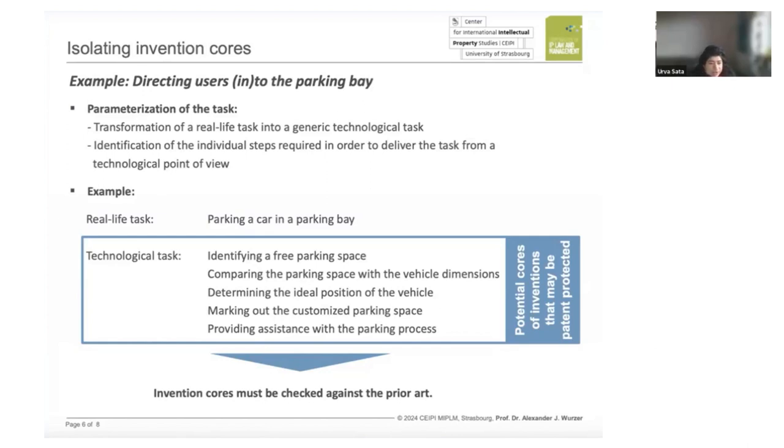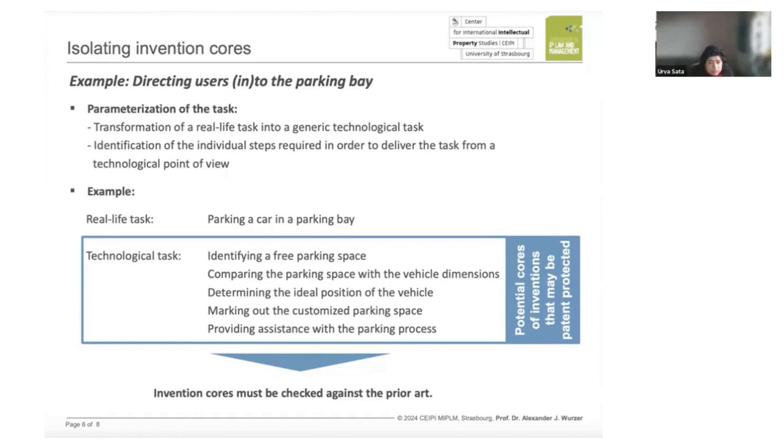So identifying a free parking space or comparing the parking space with vehicle dimensions. For example, an SUV may not fit into an available parking space on a level. So maybe a comparison is made that sees there's a possibility of parking on another parking level, which would enhance the qualitative experience and make the process of parking easier. There are other technological tasks like determining the ideal position and orientation, whether reverse parking is possible or what orientation the car should be parked in. Then making out the customized parking space, and then providing assistance with the parking process. Again, this could be achieved by vehicle to infrastructure technological patents.